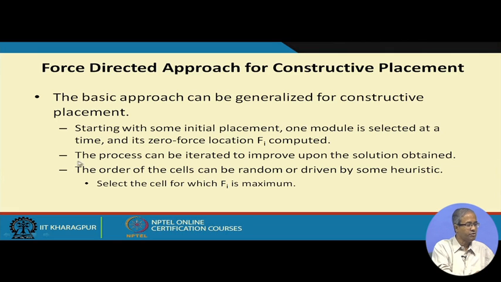and try to generate a new location for it by calculating. Of course, here I am assuming that I am starting with some kind of a random placement, not placing them one by one. So, I am randomly placing the 100 cells on the floor, but one by one I am considering them for optimization, trying to find out the 0 force location.